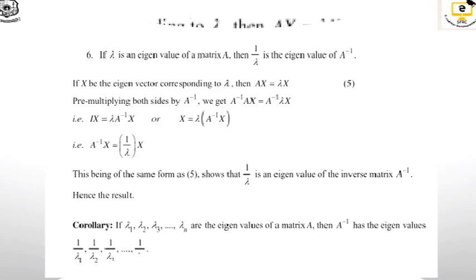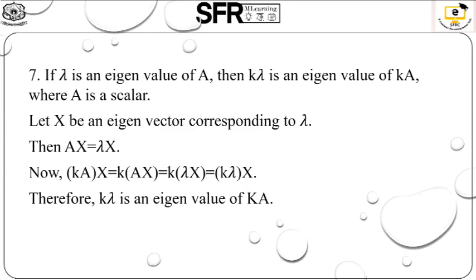1 by lambda n. Next property is, if lambda is an eigenvalue of A, then k into lambda is an eigenvalue of k into A, where k is a scalar. Let x be an eigenvector corresponding to lambda, then by the definition of eigenvector, Ax equal to lambda x. We multiply k on both sides, we get k into Ax equal to k into lambda x, that is k into lambda into x. Therefore, k lambda is an eigenvalue of kA.